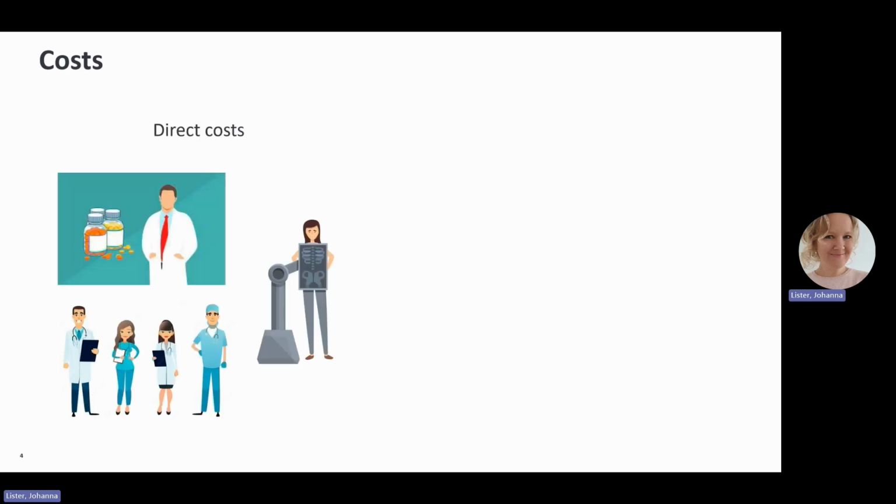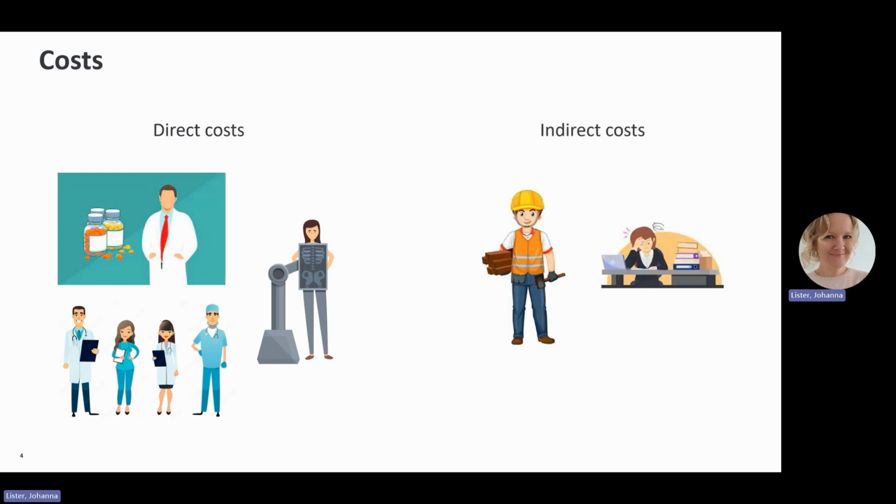Let's take a look at the costs. Health economic evaluation includes direct costs, such as cost of medications, or fixed costs, like those related to equipment like X-ray machines, or costs of healthcare staff. Direct costs are the main focus of most health economic evaluations. There are also indirect costs related to lost time at work or school, or caring for a sick family member.